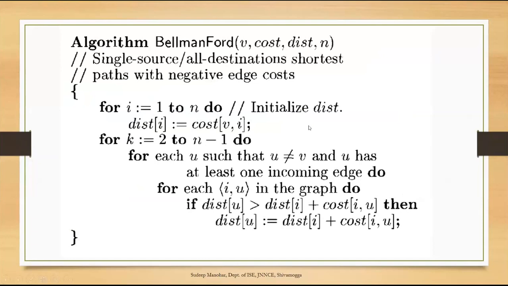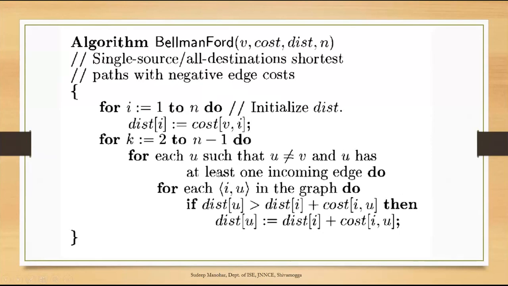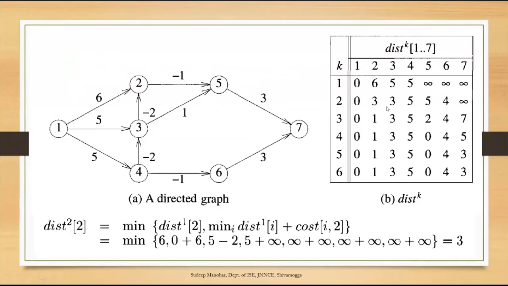For k is equal to 2 to n minus 1, that is, starting from the second row, k is equal to 2 to n minus 1. Here 7 minus 1 is 6. So we need one for loop, and within that for loop, in each iteration, for each u, that means for each column, what you are supposed to do is calculate the distance.